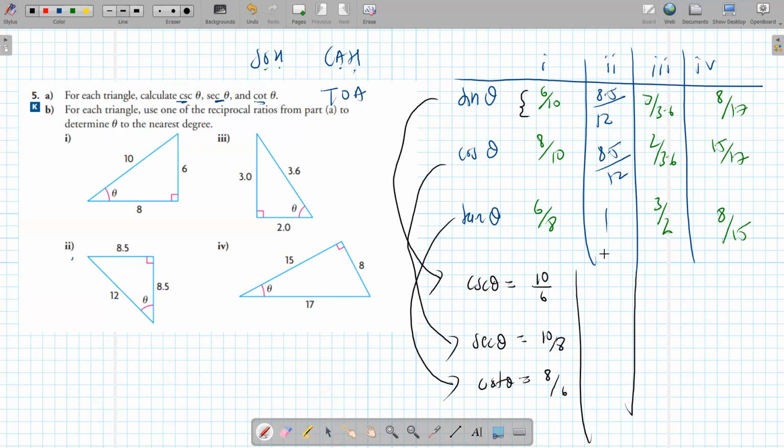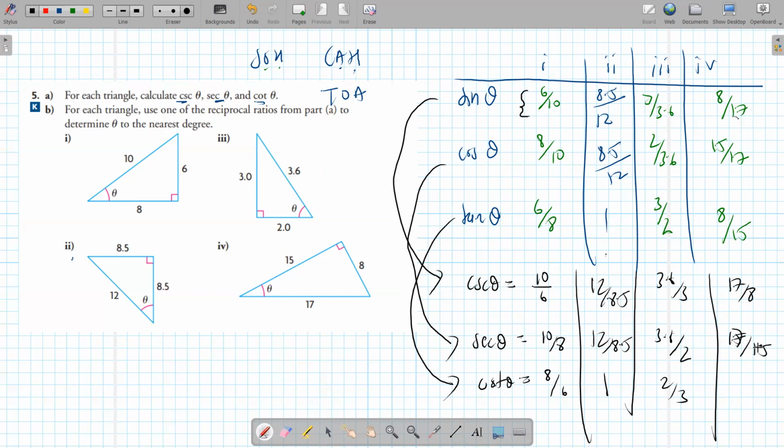What's cosecant for the second one? 12 over 8.5? Yeah. And the next one will be 12 over 8.5 as well. And the last one will be 1 over 1. That's still a 1. This one, same thing. It's going to be 3.6 over 3, 3.6 over 2, 2 over 3. The last one, you flip it upside down, 17 over 8, 17 over 15, 15 over 8, and you're done.